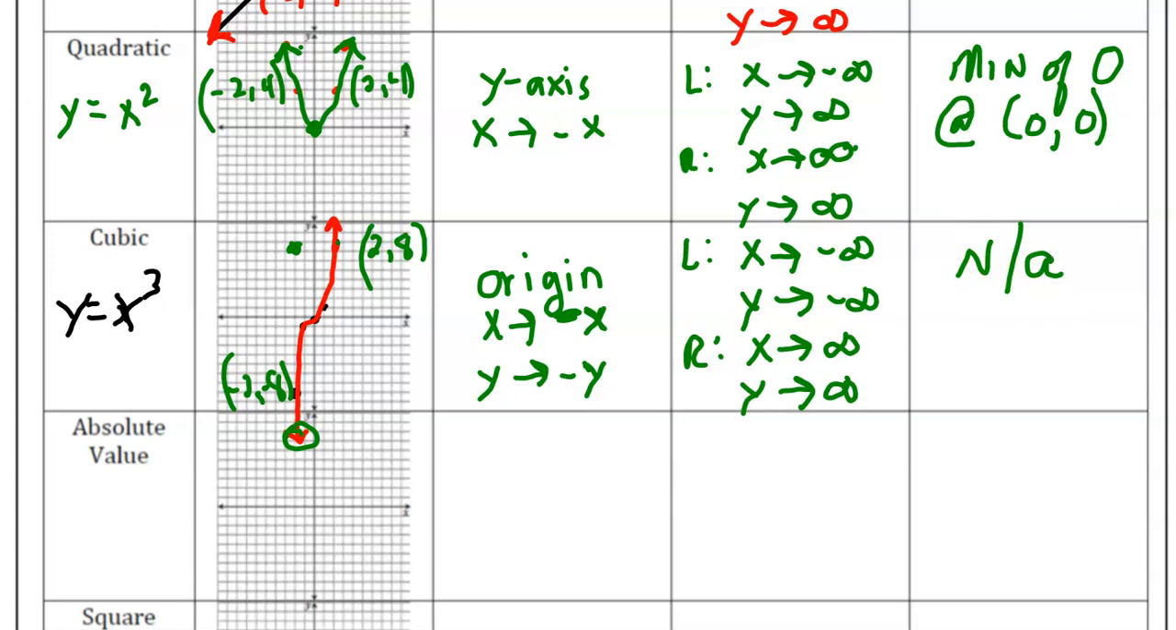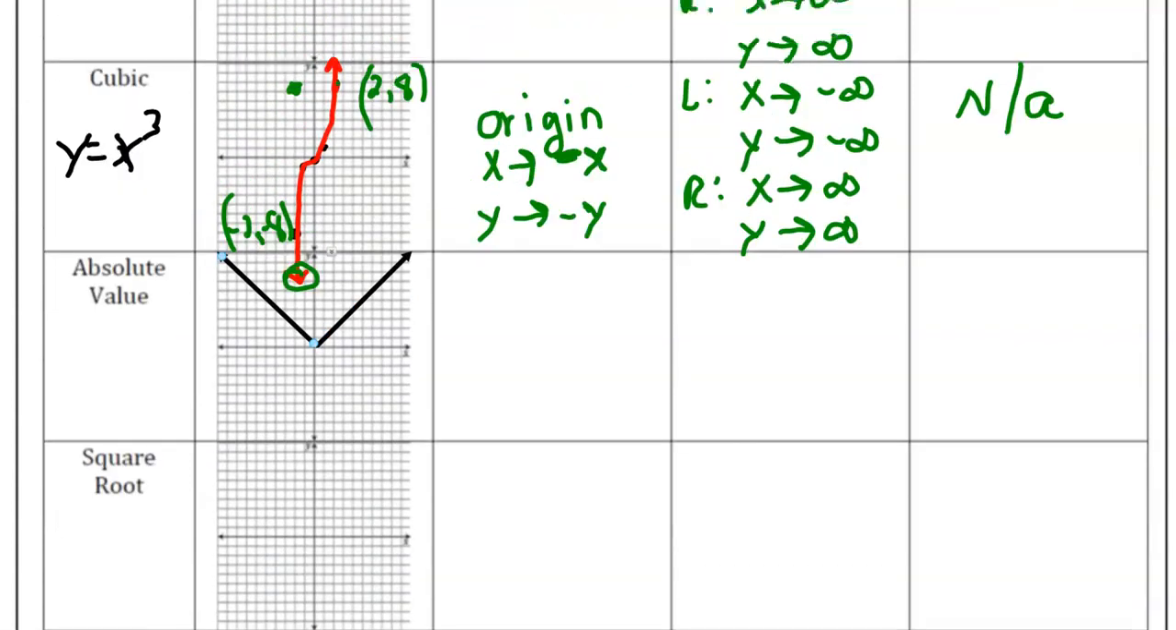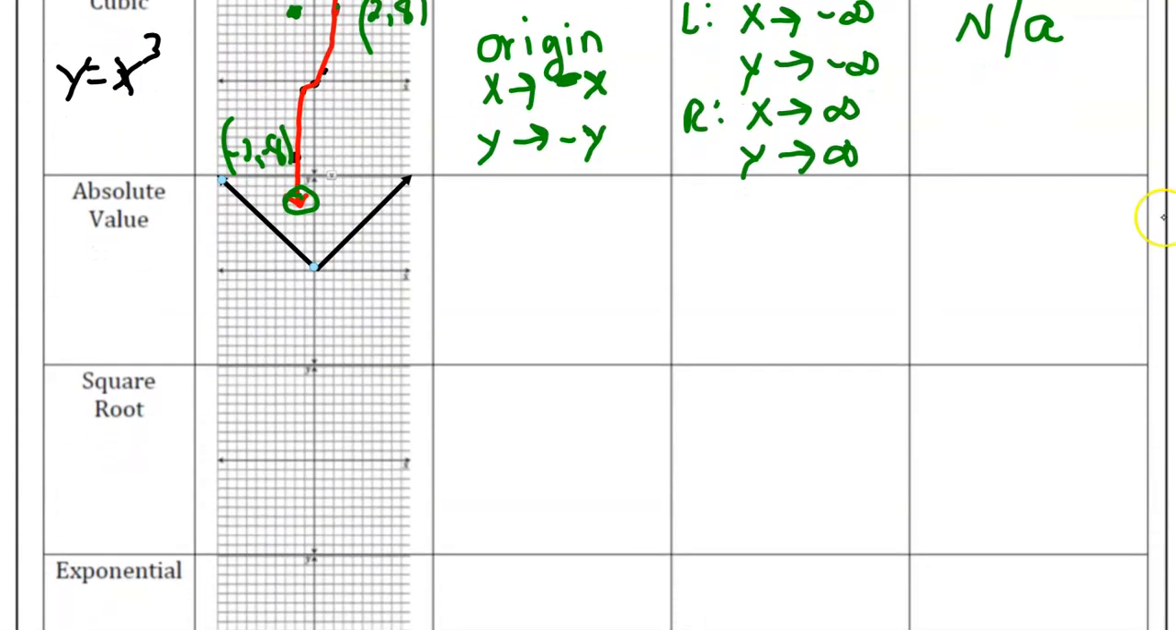Okay? Absolute value function. So absolute value is like this. V shape. Okay. So it wants to know first the behavior, correct? Or does it have origin symmetry?